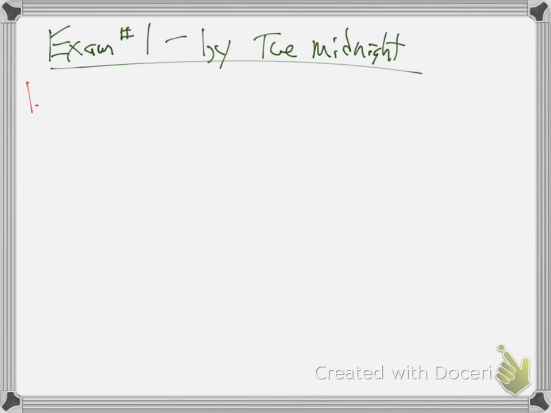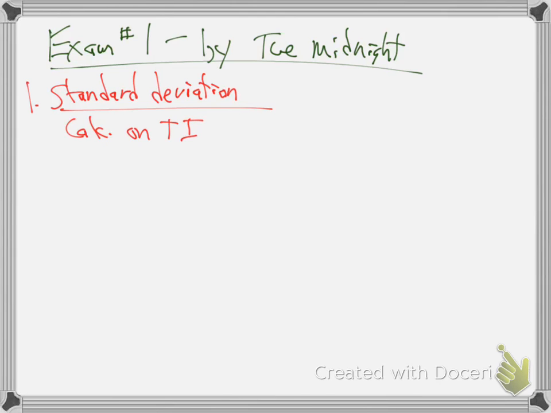Number 1 is standard deviation. I know you probably know how to calculate it, I'm assuming. You calculate it on the TI, right? You put the data into L1, and then you hit the calculate button.